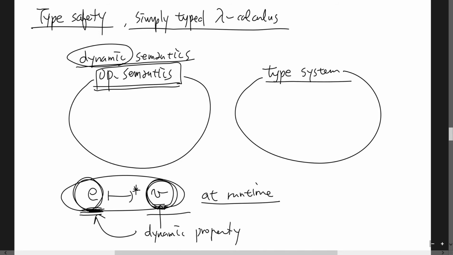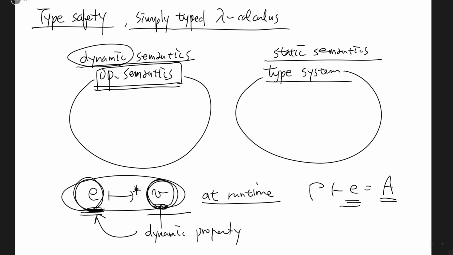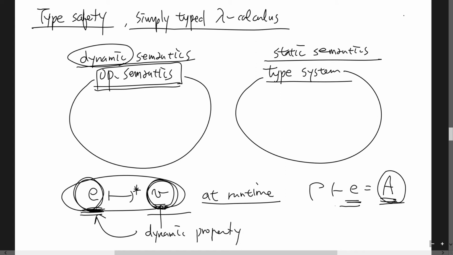Type system is sometimes called static semantics. The reason is that this type system allows us to find out the type of a given expression even before evaluating it. So at compile time, we can find out its property, that is, it has this type A. In this sense, this type system is sometimes called static semantics because it allows us to find out a static property of this expression.